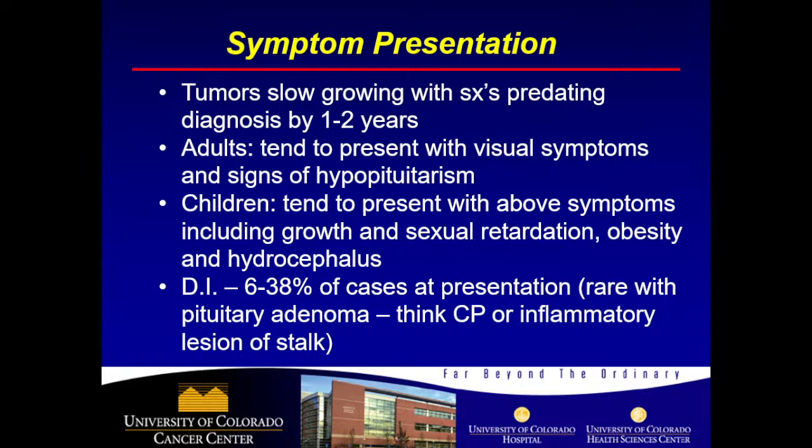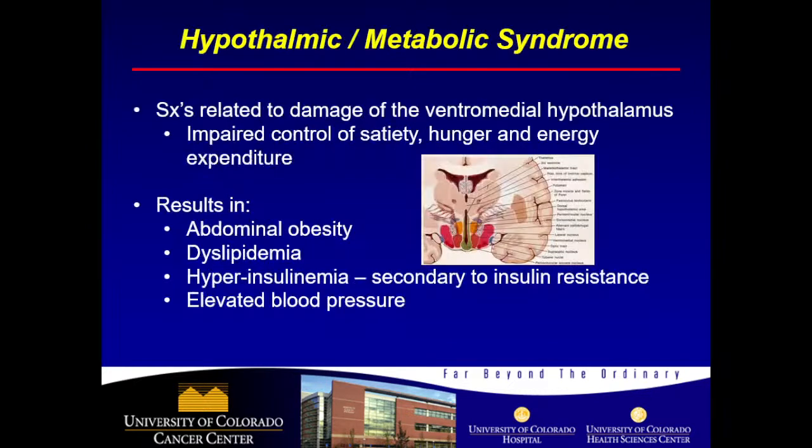About 20 to 30% of patients will present with diabetes insipidus. Interestingly, if you have a patient presenting with diabetes insipidus and they have a parasellar lesion, it's not a pituitary adenoma. It's one of these others, either craniopharyngioma or inflammatory disease such as sarcoidosis, but not an adenoma. Hypothalamic dysfunction is one of the biggest problems with these tumors, and it can result in obesity, dyslipidemia, hyperinsulinemia, and elevated blood pressure. So in young children, it's a real problem.